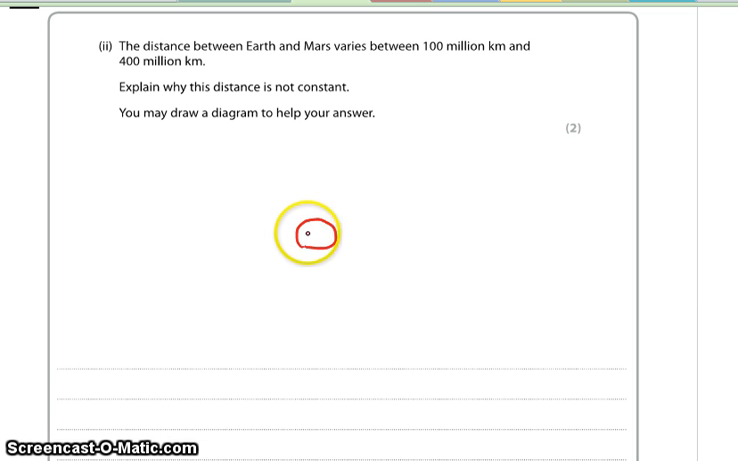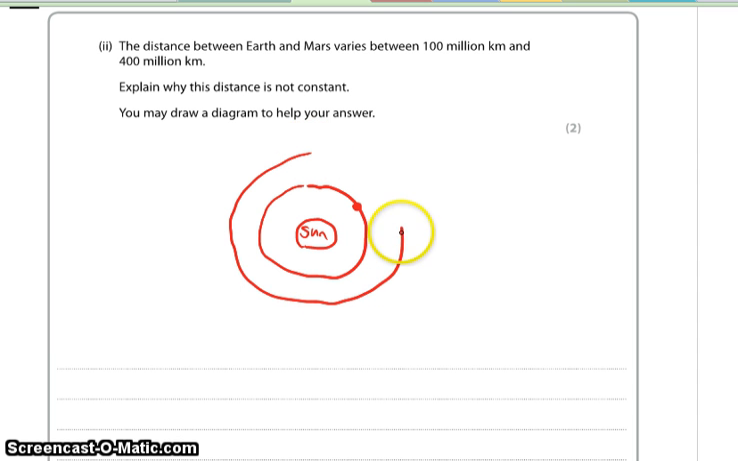So we've got the Sun at the centre of our solar system. We've got Earth in its orbit here. I've drawn it circular. It's not quite circular, it's elliptical. And then we've got Mars in its orbit a little bit further out. Now, as the two planets orbit the Sun, they're not going to have exactly the same period to get round. So when the Earth has done one cycle, Mars won't have done a cycle.